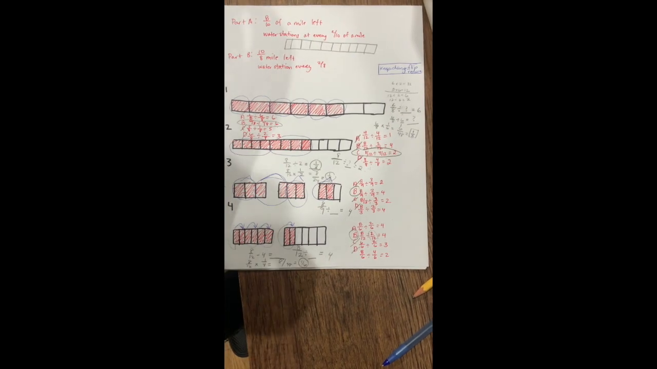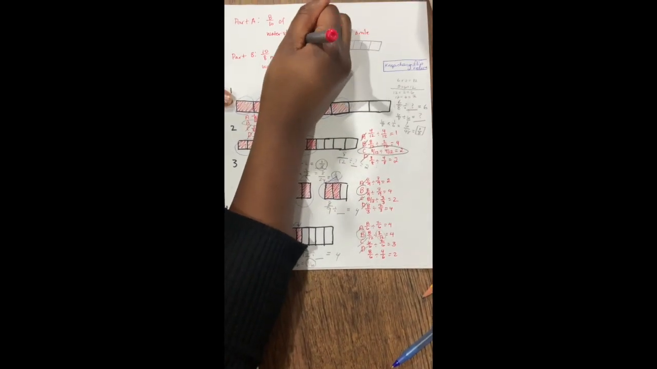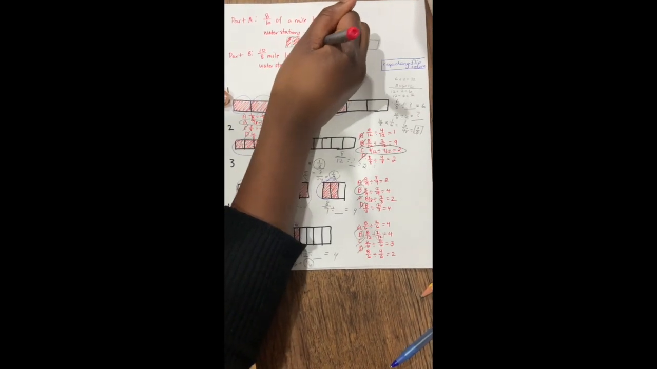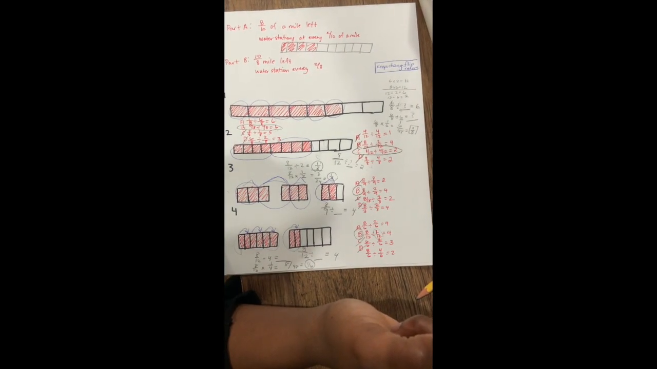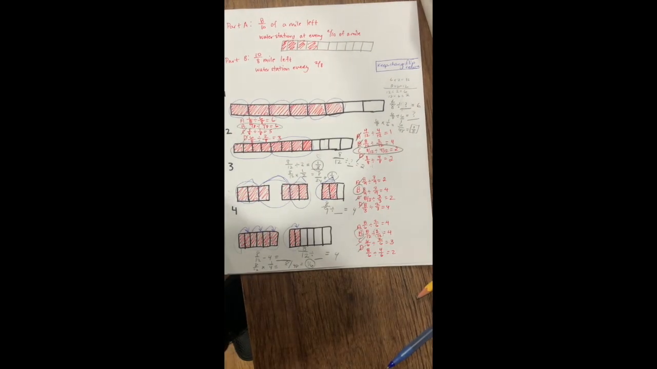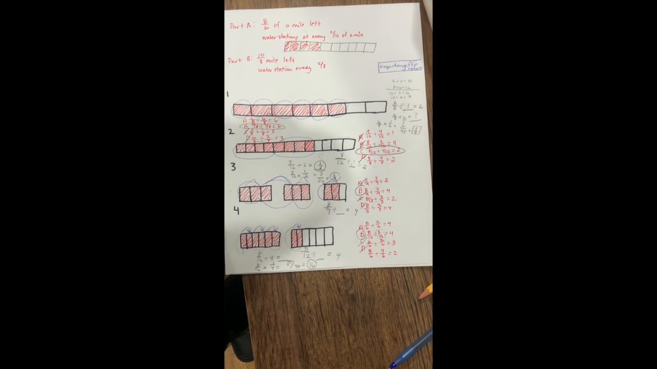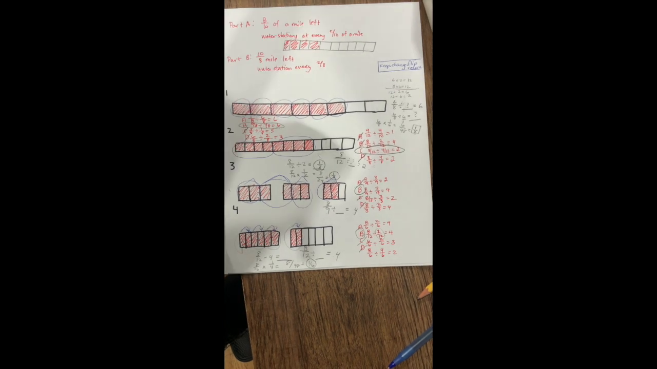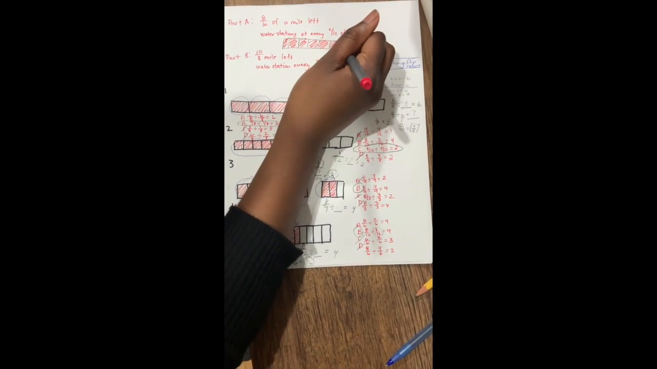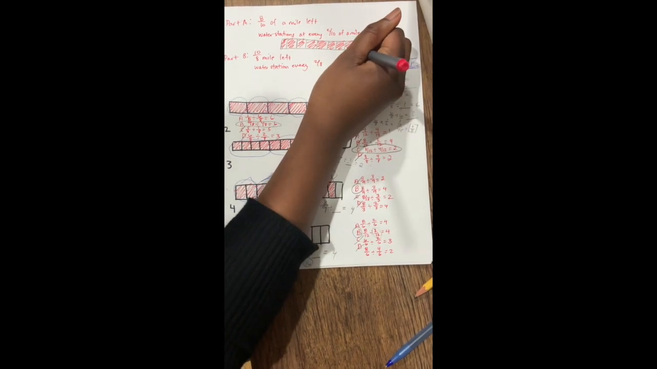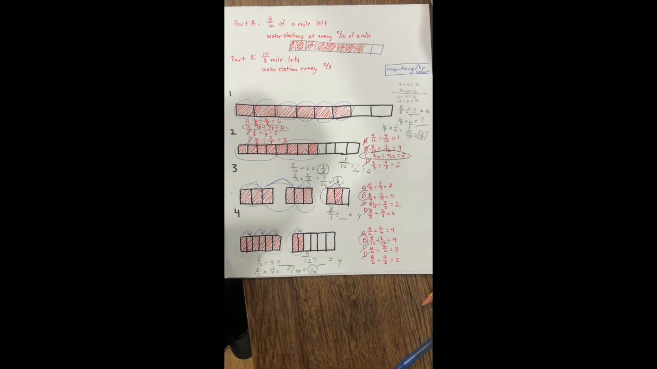Getting my shading pencil, I'm going to shade in 8 out of the 10 pieces because I care about how much he has left. I'm not going to shade in how much he's done because the problem doesn't even tell us that. But when you're running a race, you're mainly concerned about how much you have left in order to get to the finish line. And he has 8/10 left. So I've shaded 1, 2, 3, 4, 5, 6, 7, and 8. He has 8/10 of a mile left.